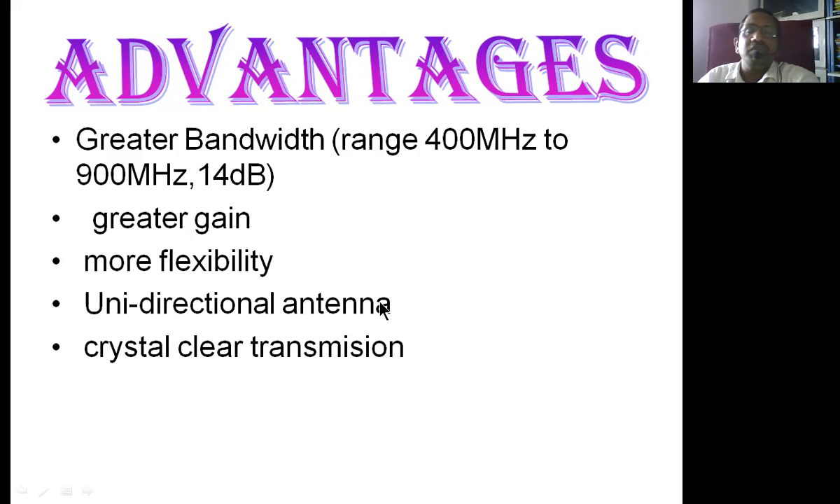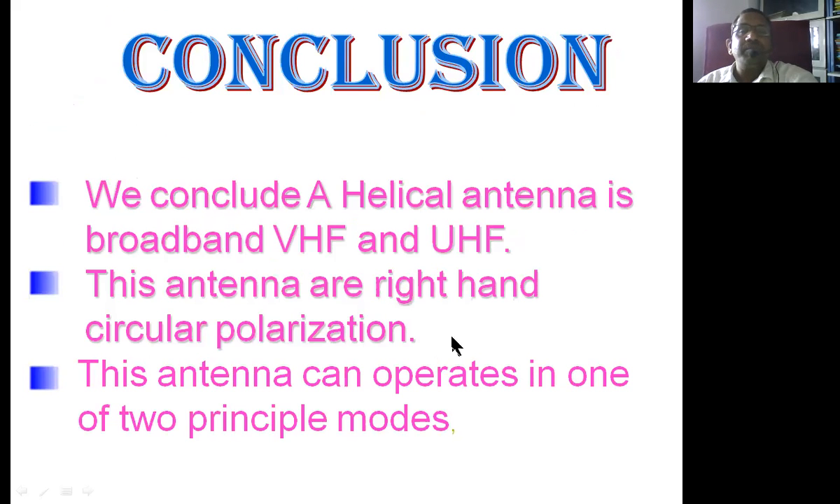This is one thing we have to remember: this antenna is unidirectional, not bidirectional. That means forward and reverse direction signals are not both transmitted. Signal is transmitted only in the forward direction, and no signal is transmitted in the reverse direction. Therefore it is called a unidirectional antenna. The transmission efficiency is very good, and crystal clear transmission is supported by this type of antenna.